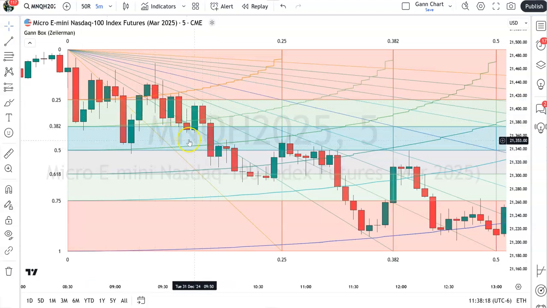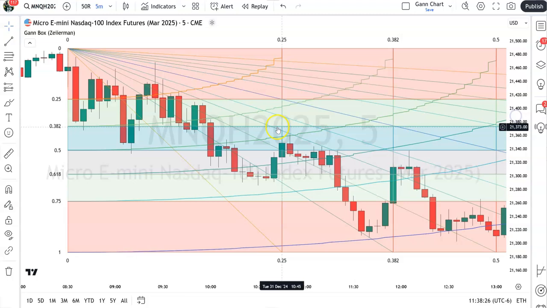Okay? So that's the Gann box by Zimmerman on TradingView.com. I suggest you start to put it on your chart and try and use it.